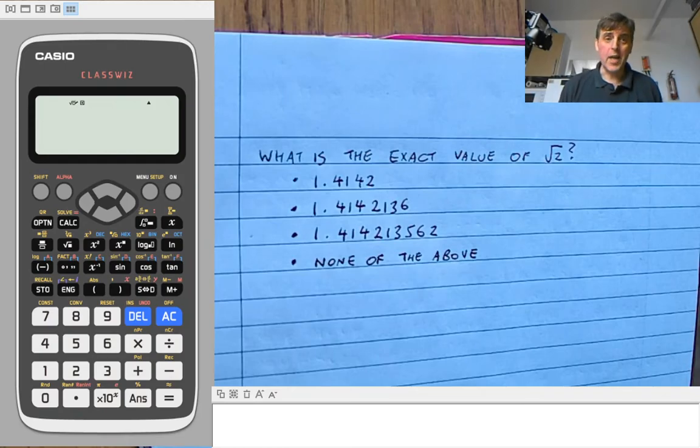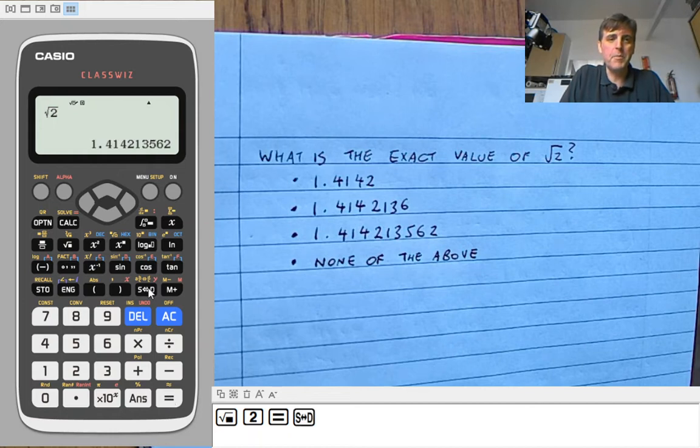Right, well I think we need the calculator to help us with this one. So on the screen I've got my calculator emulator up. I'm just going to put in the square root of 2 and see what the calculator gives me here. So root 2 equals, well it's just giving me root 2 here, so let's see what that looks like as a decimal. And the calculator's given me that answer there, 1.414213,562.